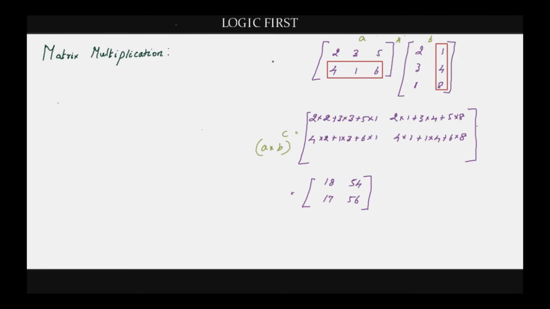Here A is a 2 cross 3 matrix because it has 2 rows and 3 columns. Similarly B is a 3 cross 2 matrix because it has 3 rows and 2 columns. You can see that C is a 2 cross 2 matrix. Whenever you are multiplying, you are taking one row at a time from matrix A and one column at a time from matrix B.